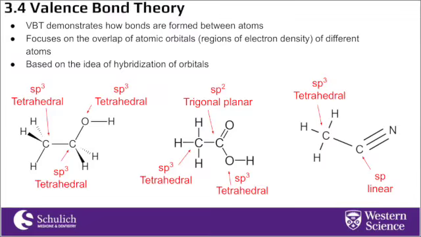And atomic orbitals are the regions of electron density, which is where an electron is most likely to be found. It's primarily based on this idea of hybridization of orbitals, which happens when 2 different kinds of orbitals overlap and mix together and result in hybridized orbitals. The type of hybridization depends on how many orbitals mix together and the coordination number of each atom.